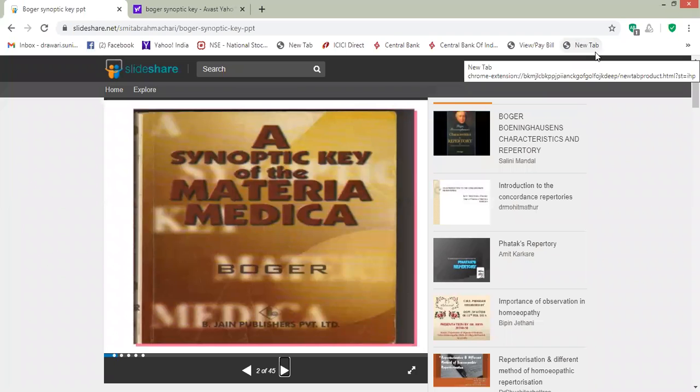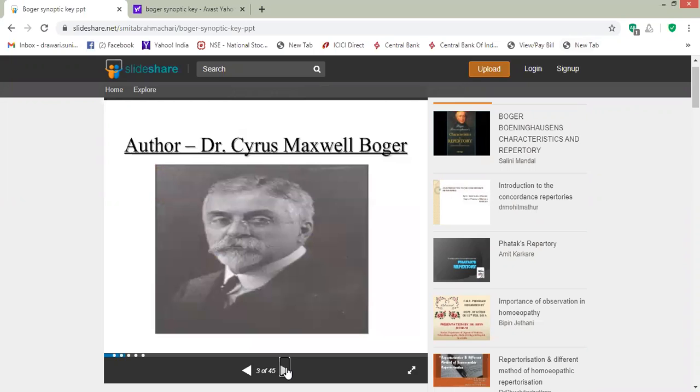Today we will start with this Synoptic Key of Materia Medica by Dr. Boger, Dr. C.M. Boger. The author was Dr. Cyrus Maxwell Boger.